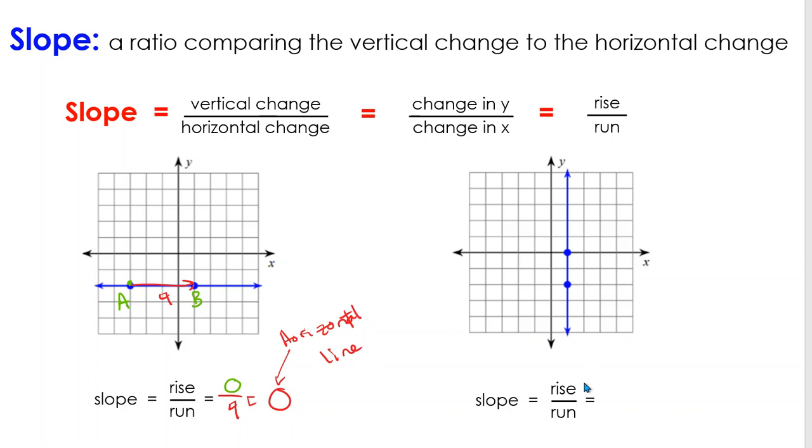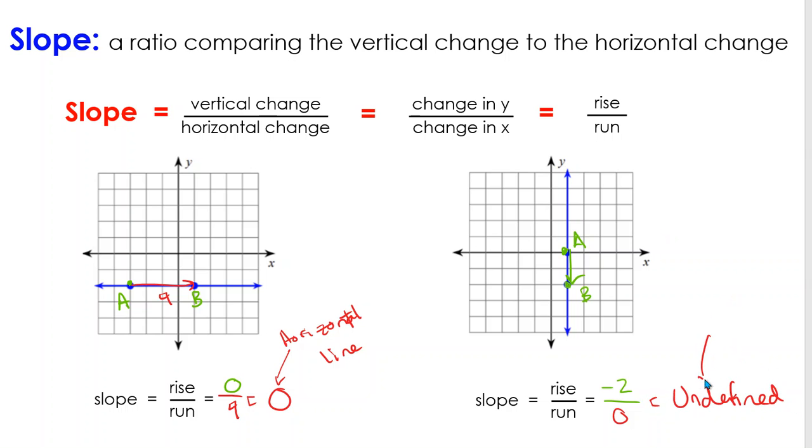If we look at this next one, again, we'll pick this one because they're both stacked on top of each other, point A to point B. So my rise, I go down 2, so that would be -2. And then my run, I don't move side to side at all, so my run is 0. And remember that we can't divide by 0. Anytime we divide by 0, that answer is undefined. So this is a slope that is undefined.